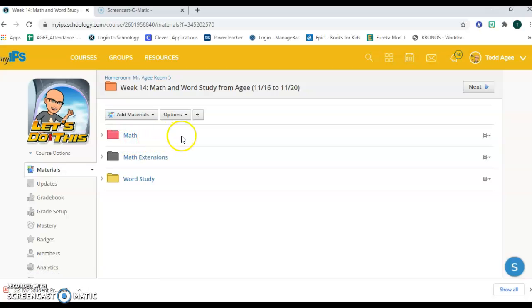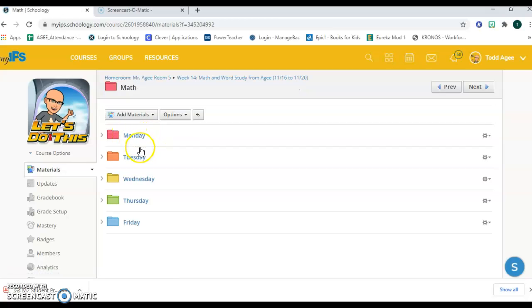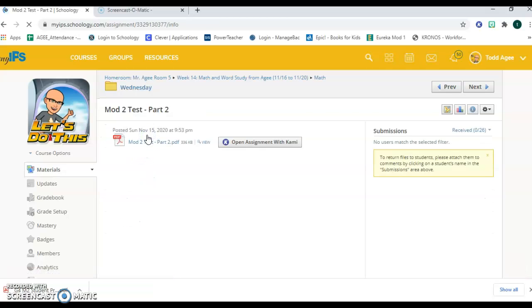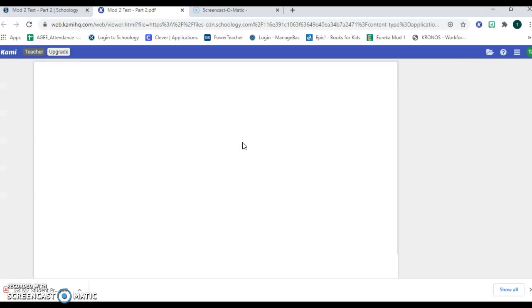The work that you have assigned to you that you actually have to do for your grade is in this folder, the red math folder here. And tomorrow is Wednesday. Well, I'm recording this on Tuesday, but it's for today, Wednesday. And it's the Mod 2 test part 2. So as you go into part 2, Cami should be working again.